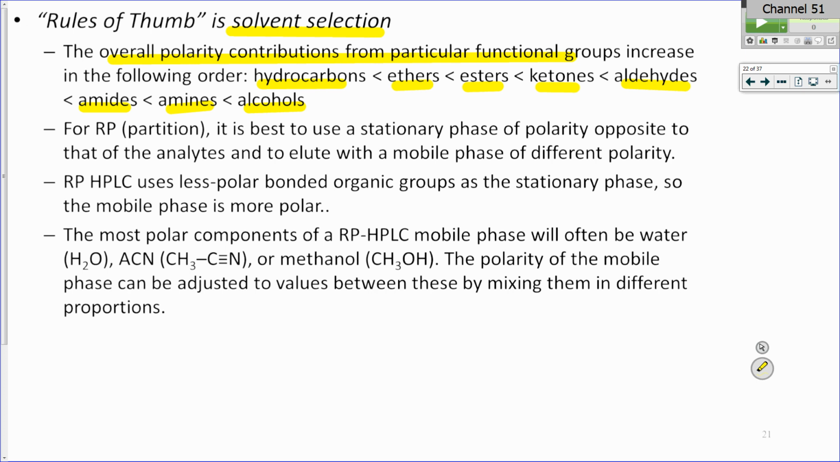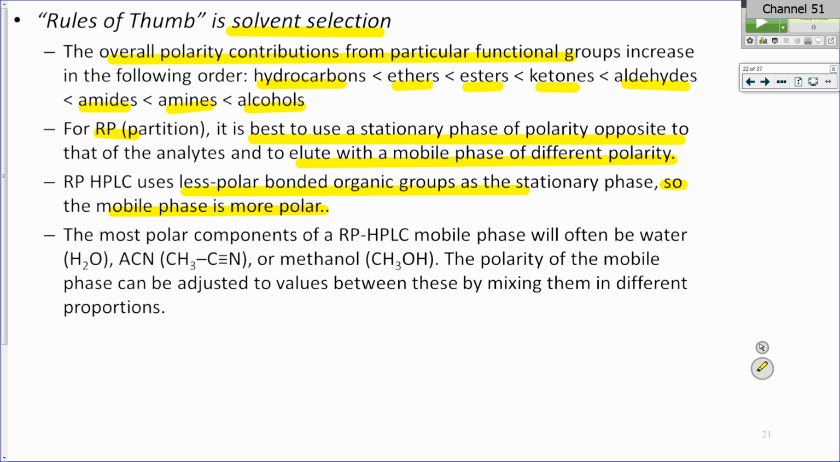For reverse phase, or partitioning chromatography, it's best to use a stationary phase with a polarity opposite of the analytes, and elute with a mobile phase of a different polarity. So we typically use a less polar bonded organic stationary phase. That way we can use a more polar mobile phase to elute the compounds off the column. We don't want the interaction to be too strong, or we have to waste a lot of organic to get things to come down the column.